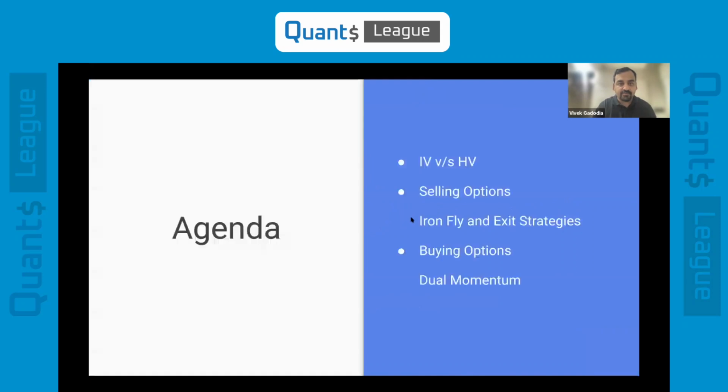So that's what we are going to cover. We will look at IV versus HV, implied volatility and historical volatility. Then we look at some ideas about how to sell options. I'll not go into the detail of the strategies, because that is covered by other speakers, but I'll give a framework of when to sell and buy, how much to sell and buy, and how to exit these strategies, with some tips.